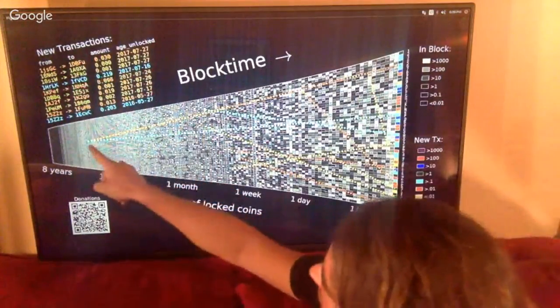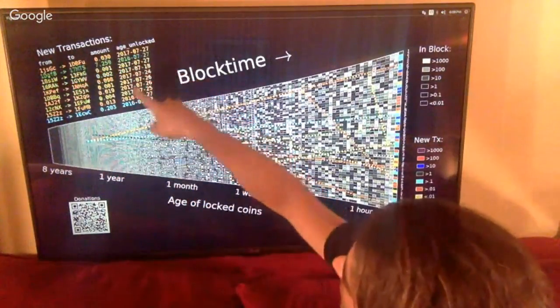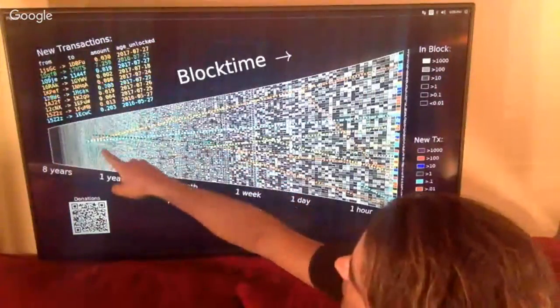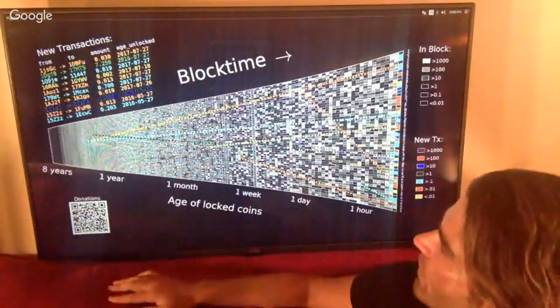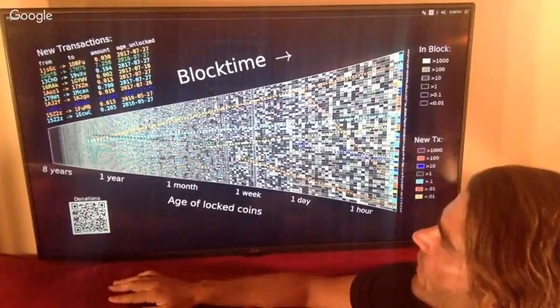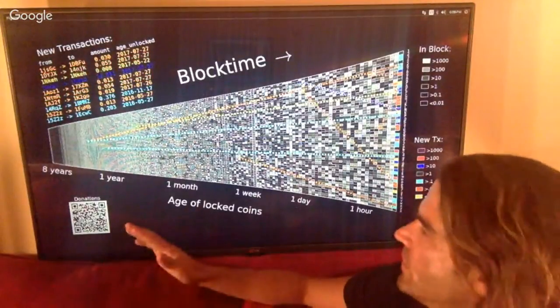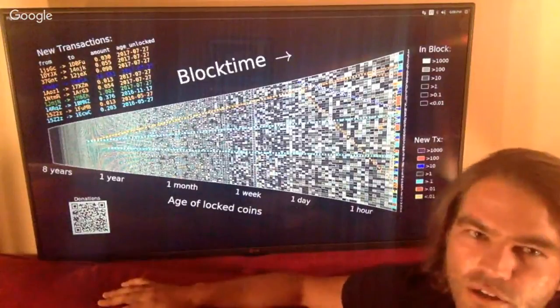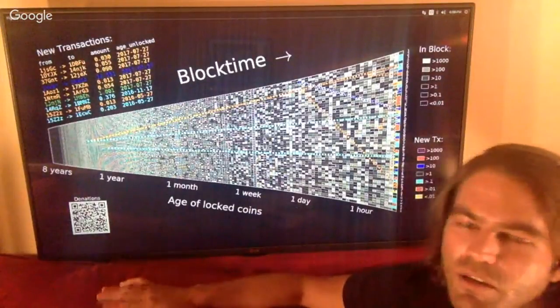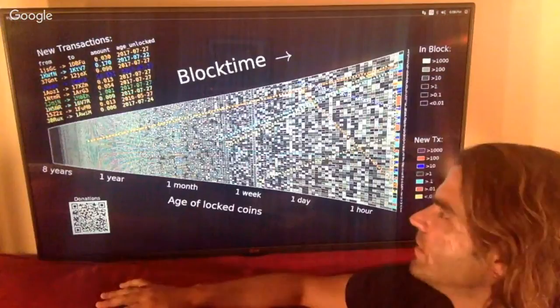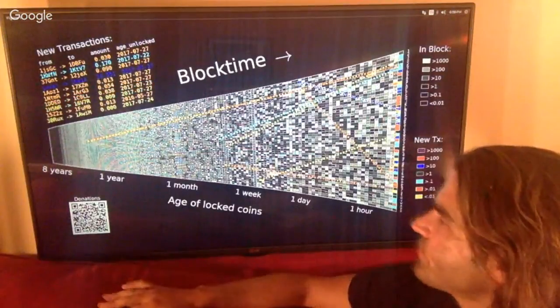So you can see here, this one goes back, what do we have? 2016. So we have some people unlocking some coins from a long time ago right now, which is an indicator that maybe people are moving their coins to long-term storage. Maybe someone's trying to sell some. You never really know what that means, but it's an interesting thing to look at.